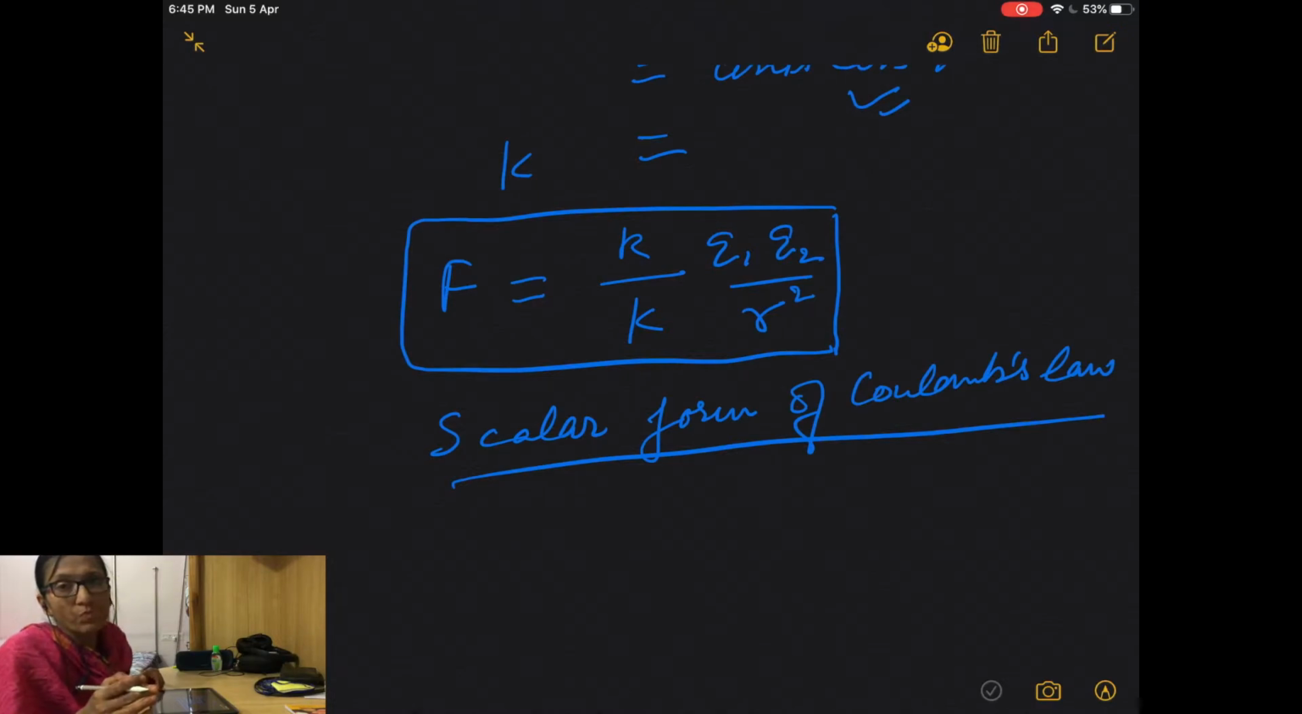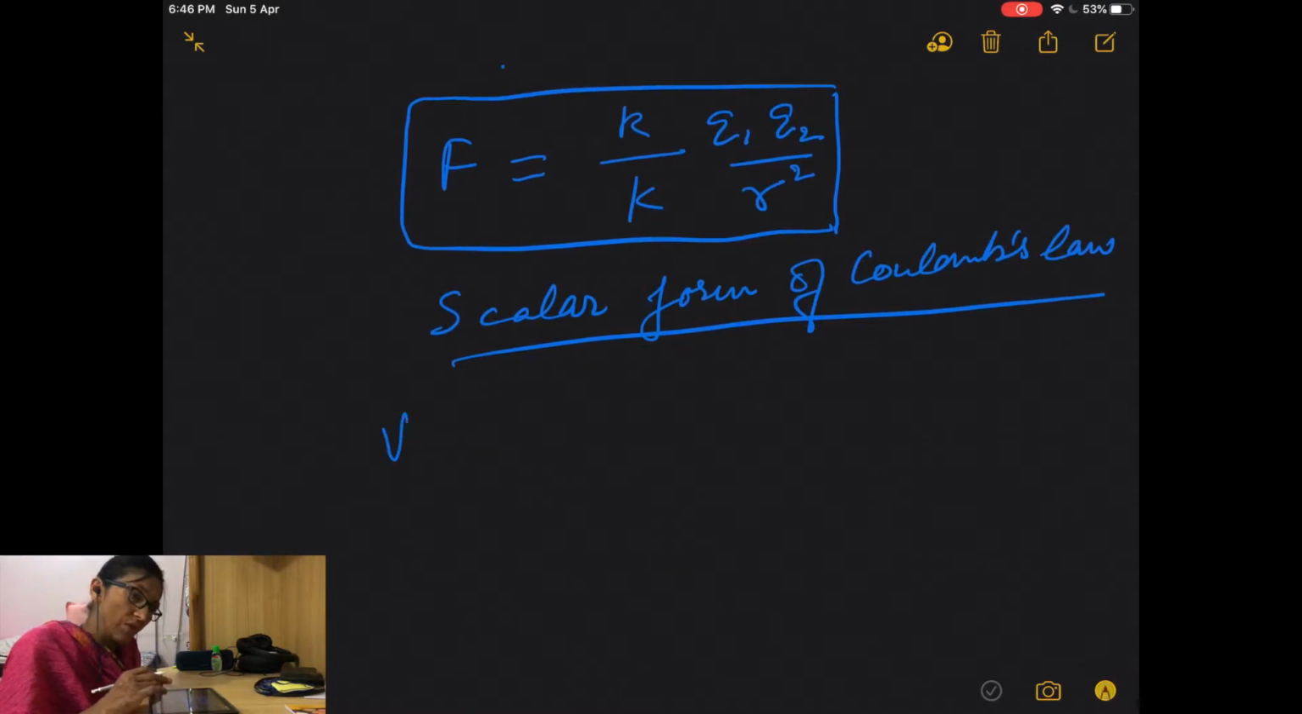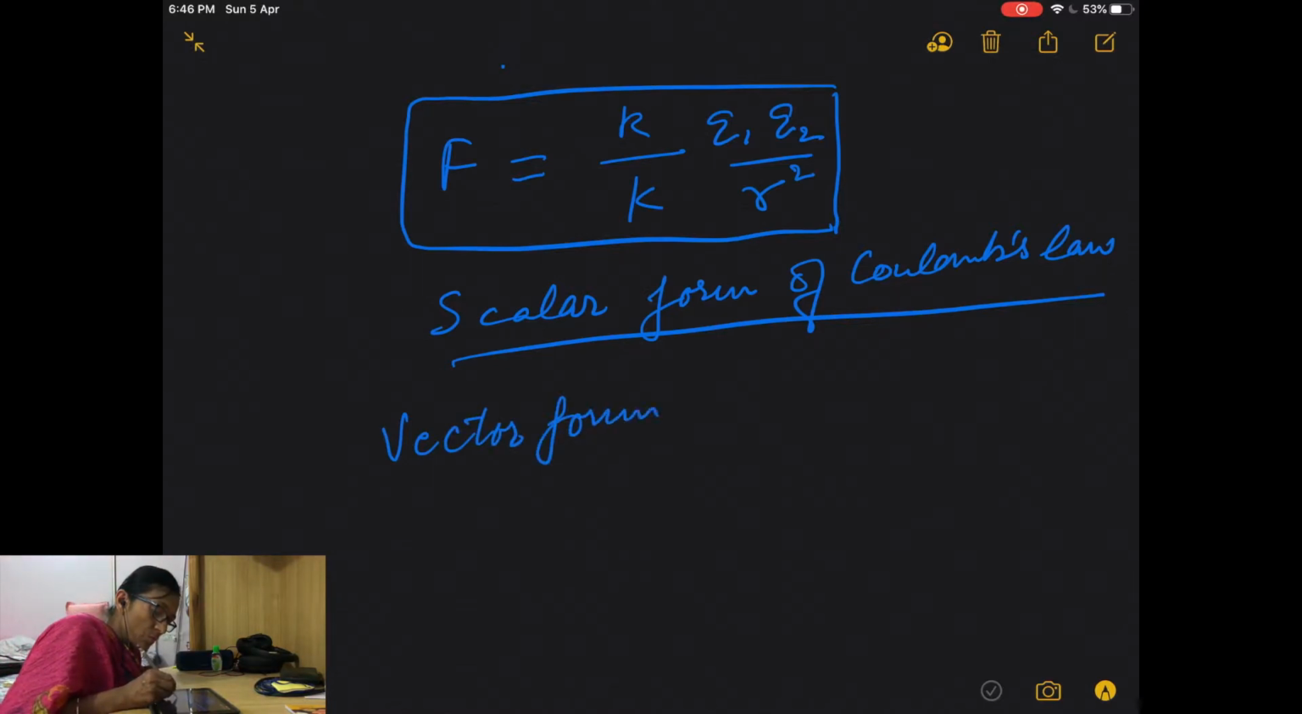Now, since force is a vector quantity, a scalar form will not do. So let us find its vector form too. Vector form of Coulomb's law.